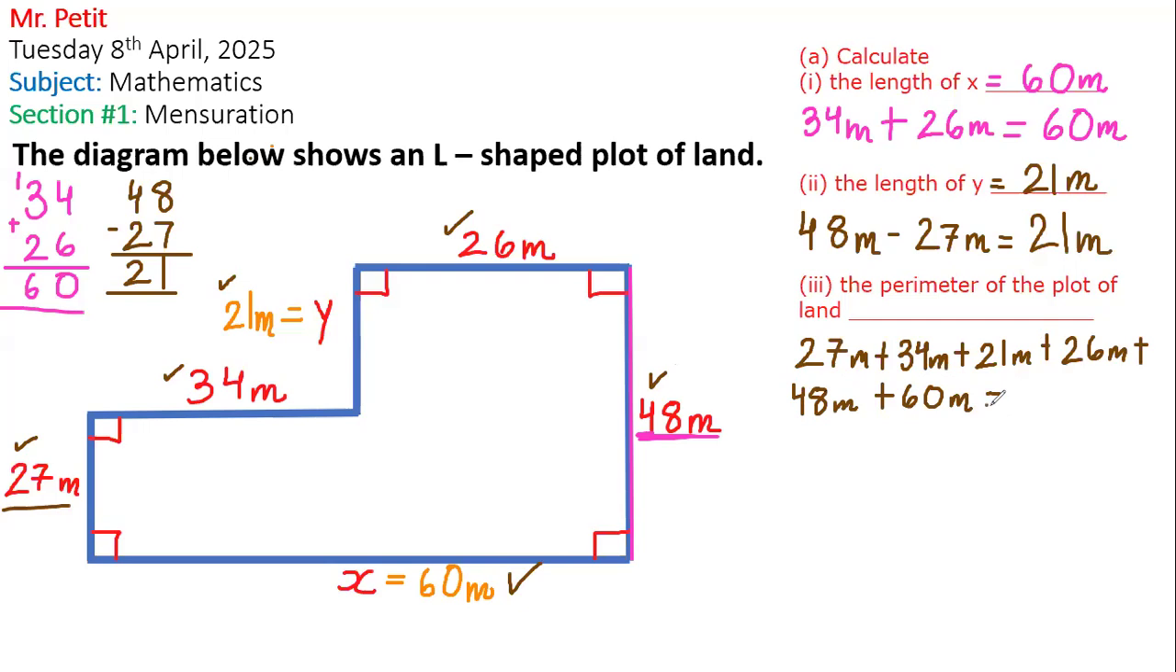That's going to be equal to 27, 34, 21, 26, 48, and 60. We add them all together, we get what? Class, when y'all add them all together, what do y'all get? 216. Say it again. 216. The perimeter is 216.